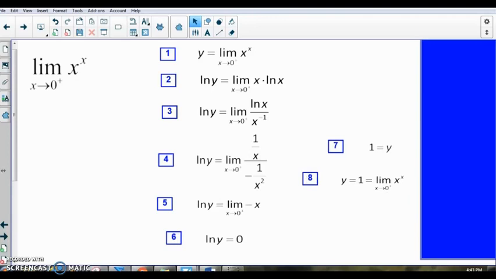So the limit as x approaches 0 from the right of x to the x power is equal to 1.